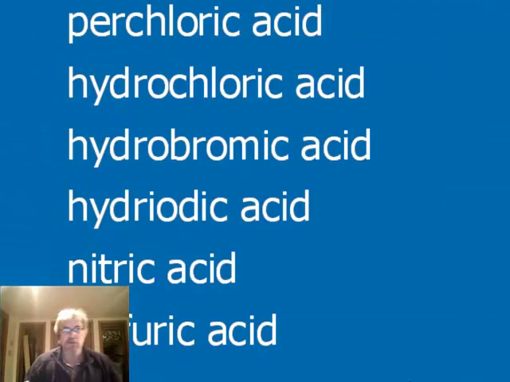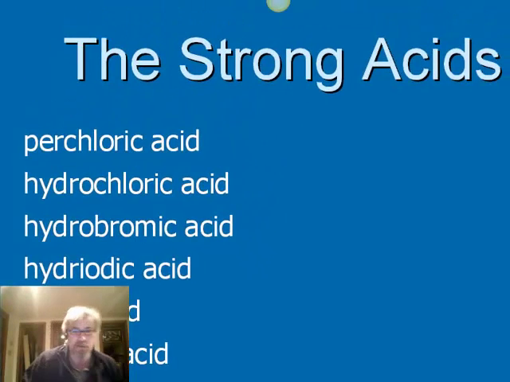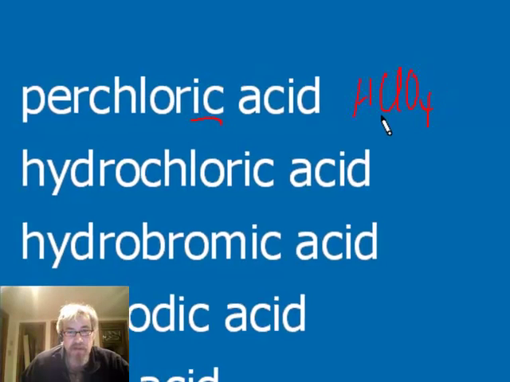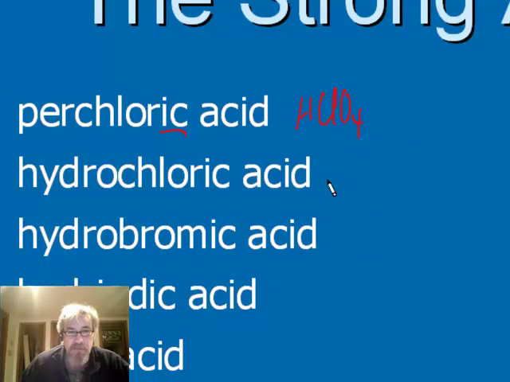Here's the complete list of the 6 strong acids that we consider completely ionizing. There are many, many other acids, but they aren't strong acids, so they're not considered electrolytes. Perchloric acid is HClO4. When an acid's name ends in ic, that means it's made from the ion that ends in ate. So perchlorate, which is ClO4 1-, as an acid is perchloric acid.